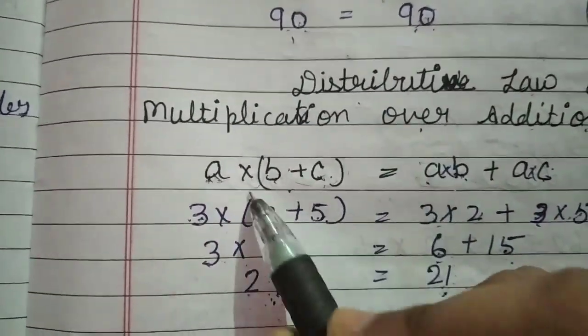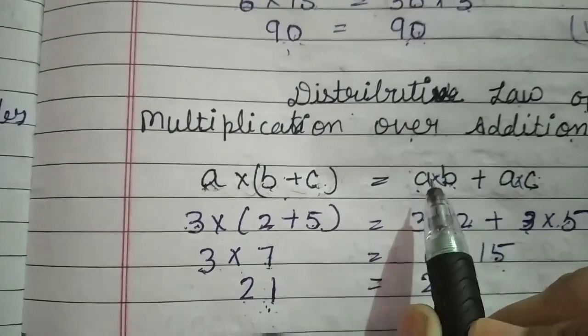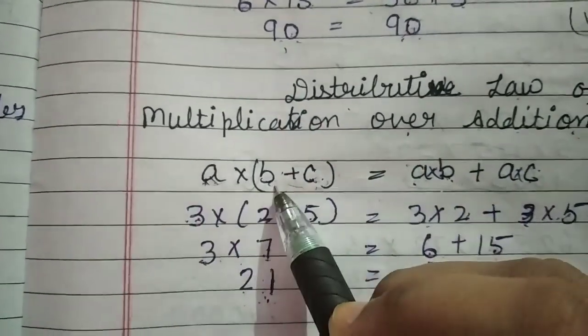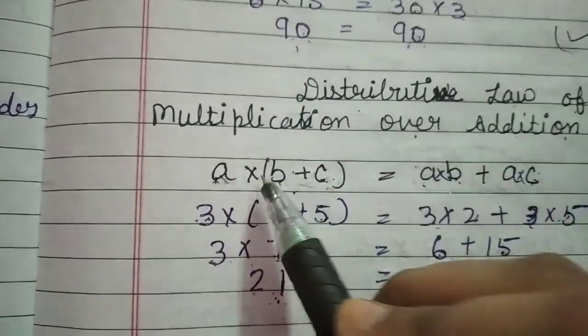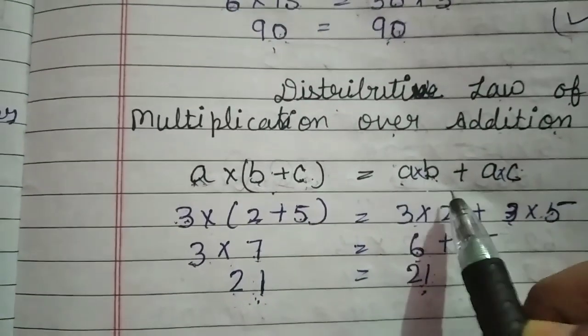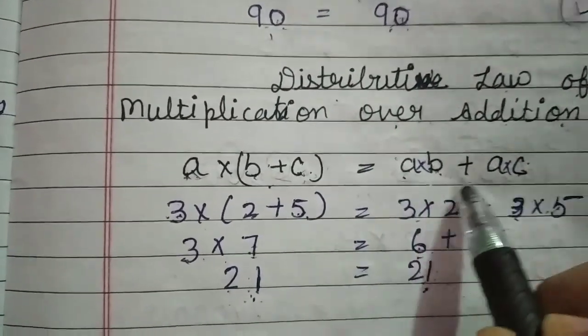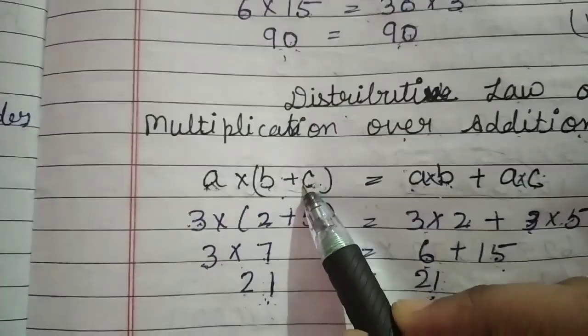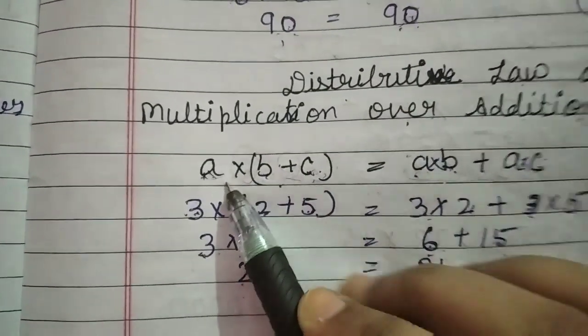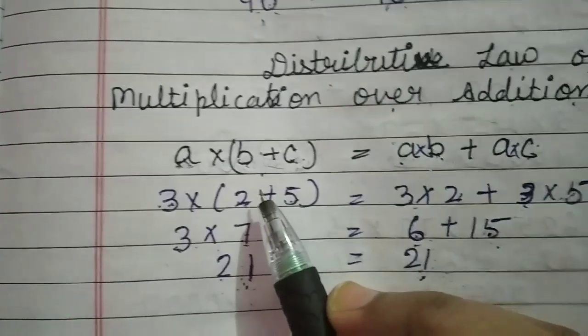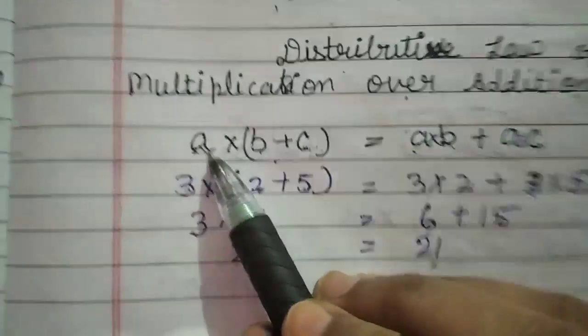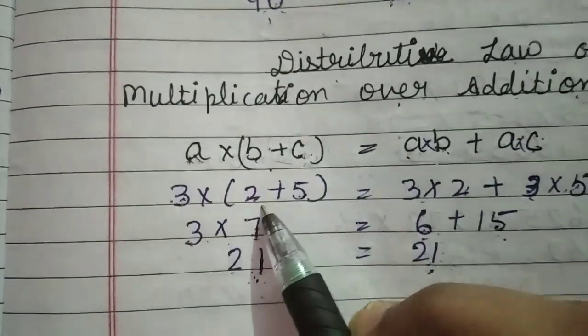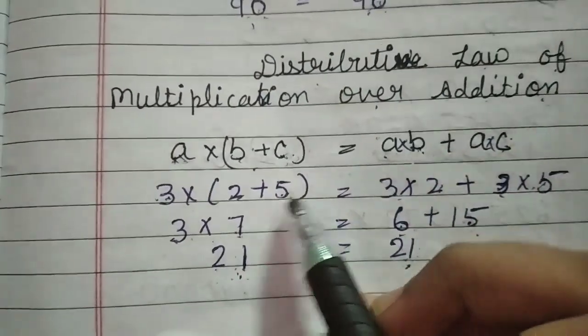But in case we don't know this, we'll apply this A into B plus A into C, and first we'll multiply in this case and then add. But in this case we'll add and then multiply. So we'll understand it better with examples, students. So A is 3, B is 2 and C is 5.